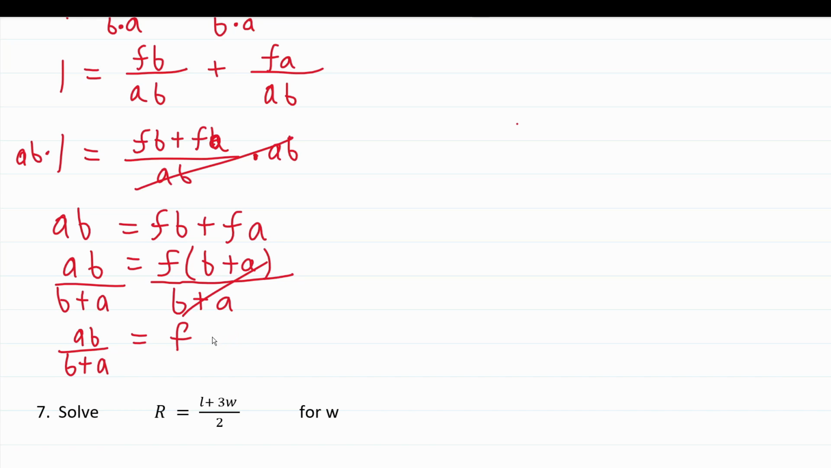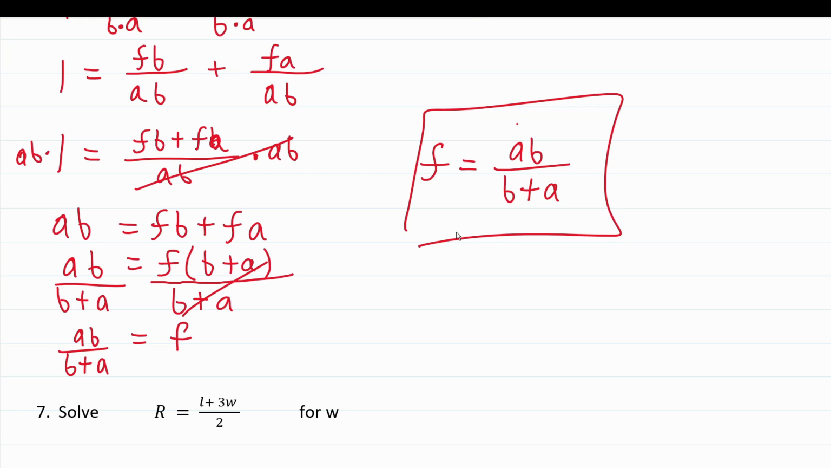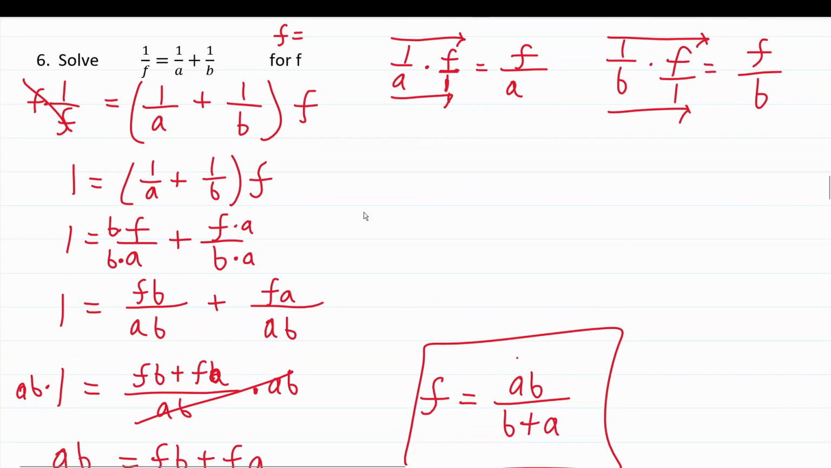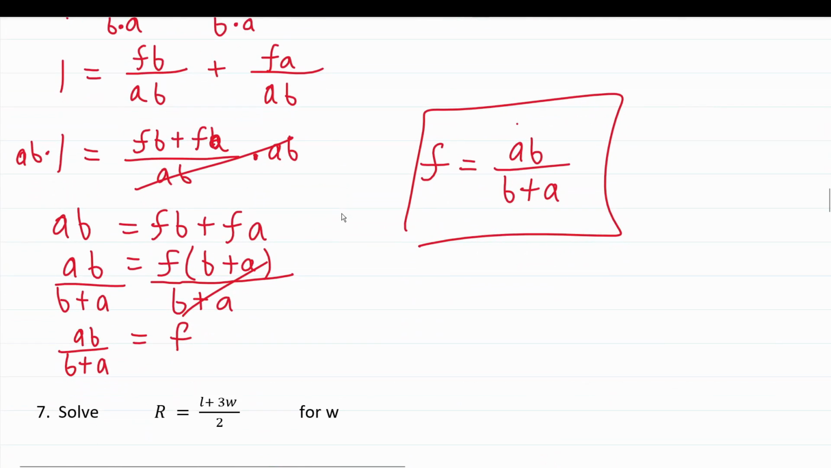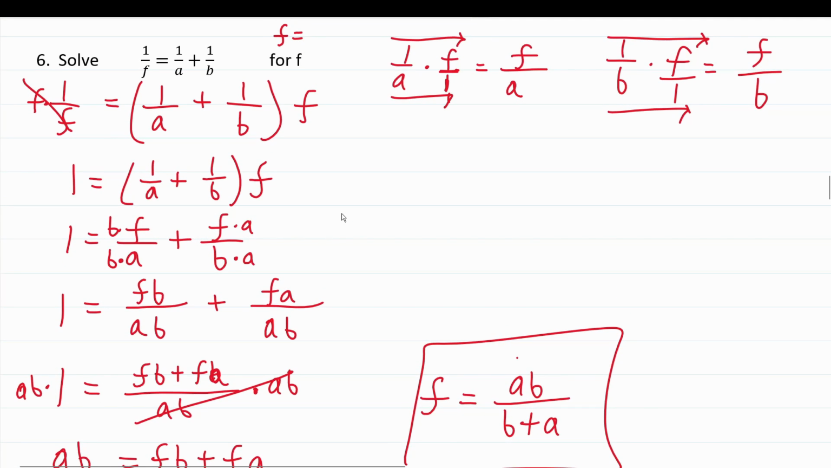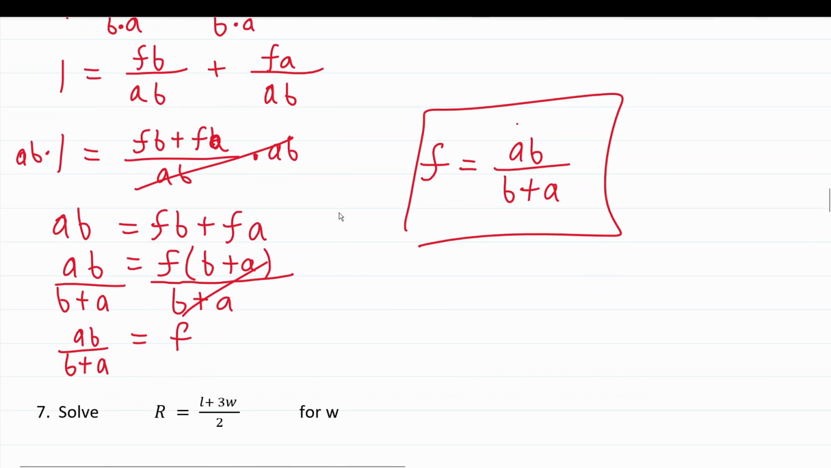And in math, it's customary to write the variable for which you solved on the left. So again, this is f equals a times b over b plus a. And just like that, we solved for f. Pretty tricky problem, but nothing too difficult. But that said, we had to use some multiplication. We had to add fractions. And then we had to use some simple factoring in order to get f equal to something by itself.